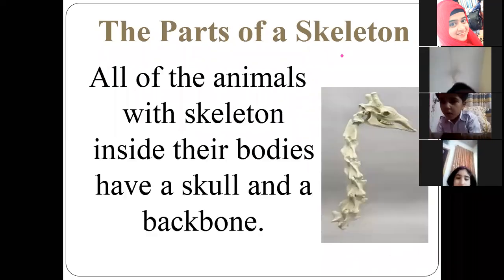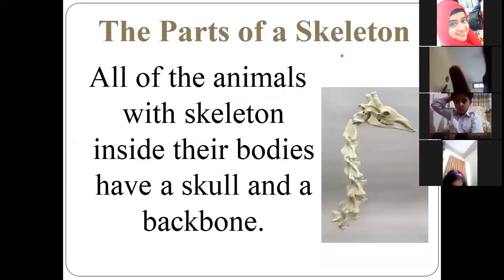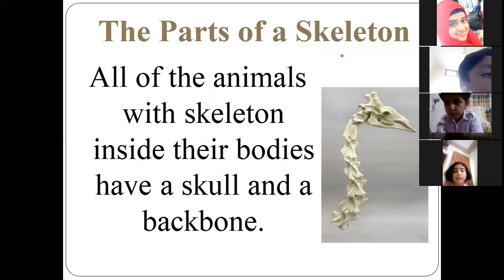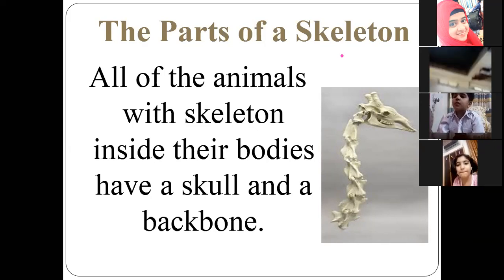Okay, what is the skull? The skull is a bone of our head that contains the brain. The backbone is the vertebral column, joined with approximately 22 bones. There are 22 bones in a backbone. These chunks of bone joined together form a backbone, which is called the vertebral column.